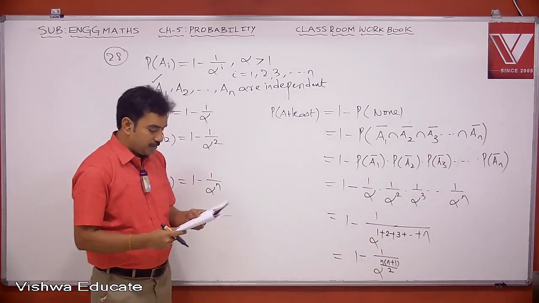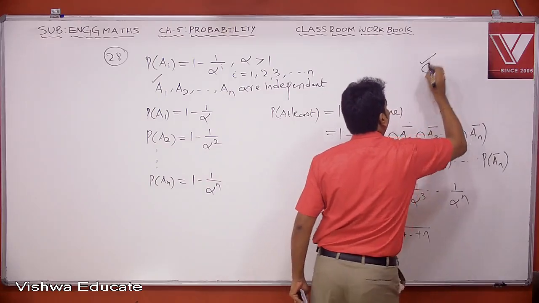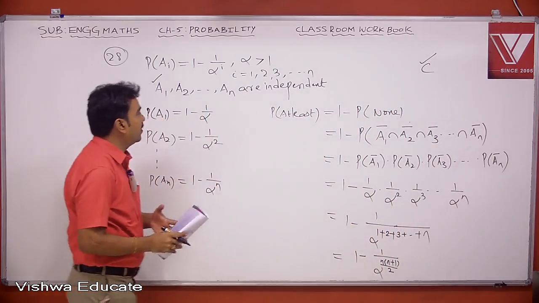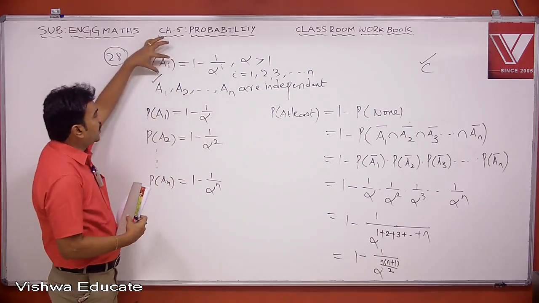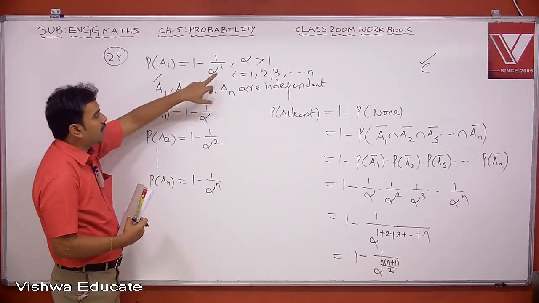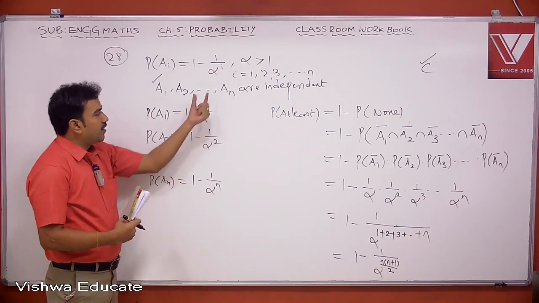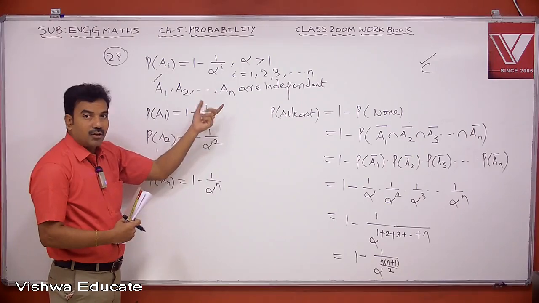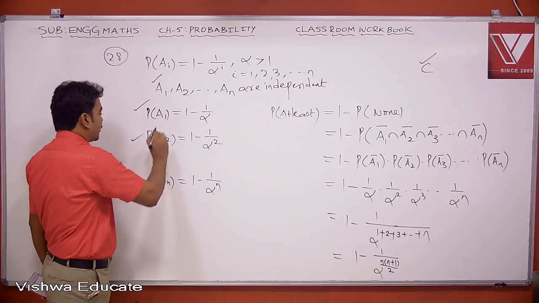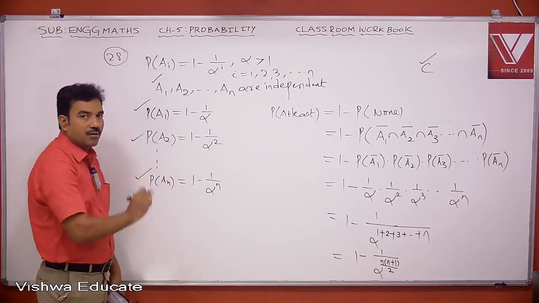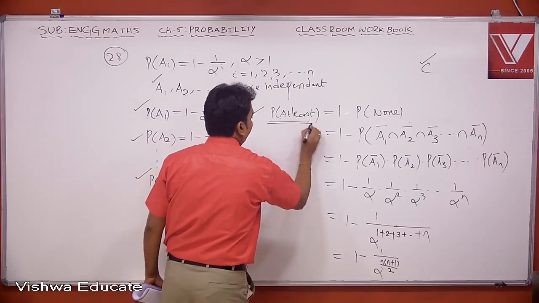So the answer is option C. Let me explain once again. Here all the events are given as independent events. The probability of each event Ai is 1 minus 1 by alpha power i, where alpha is greater than 1. If the events are independent, their complements also become independent events. Now all these are probabilities of events: P of A1, P of A2 and so on, P of An. We need to find the probability of at least one of the events.